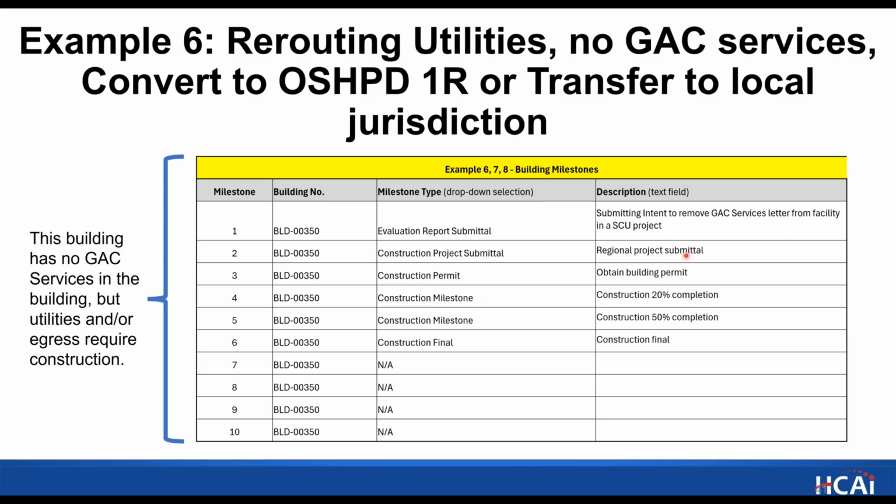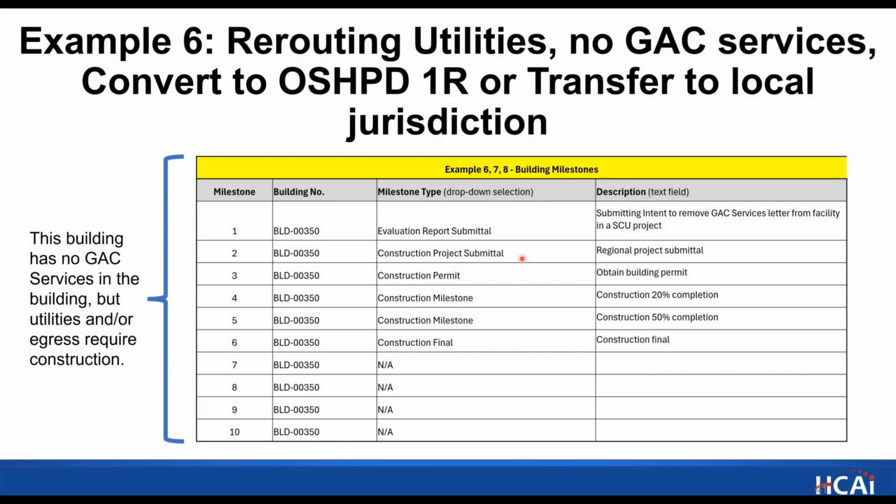2026. So those deadlines that apply for the NPC 4 and 5, those dates are the same for an OSHPD 1R or removing general acute care services. You also may be transferring this to a local jurisdiction rather than converting it to an OSHPD 1R. The point of this is that you don't have any general acute care services and it's no longer going to be an OSHPD 1. So either it will go to an OSHPD 1R status or it will be transferred to the local jurisdiction.